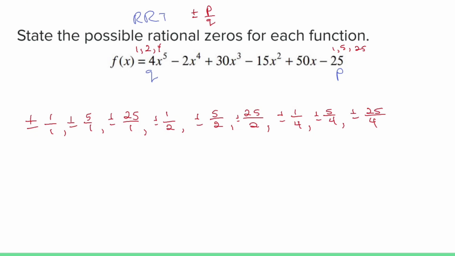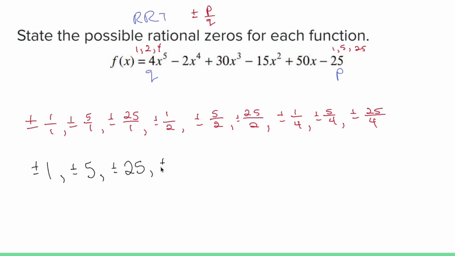Now simplify when you can and get rid of any duplicates, which I don't think we're going to see duplicates, but always try to get rid of them. So 1 over 1 is just 1. Positive or negative 5 over 1 is 5. Positive or negative 25 over 1 is 25.